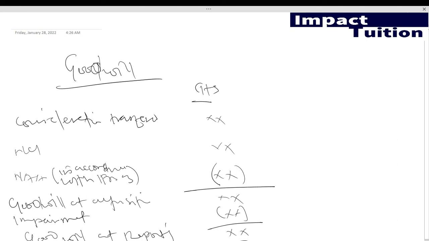Now, goodwill is recognized as an asset in the consolidated statement of financial position. At the end of every year, or annually, goodwill should be tested for impairment, which is the subject of another standard.